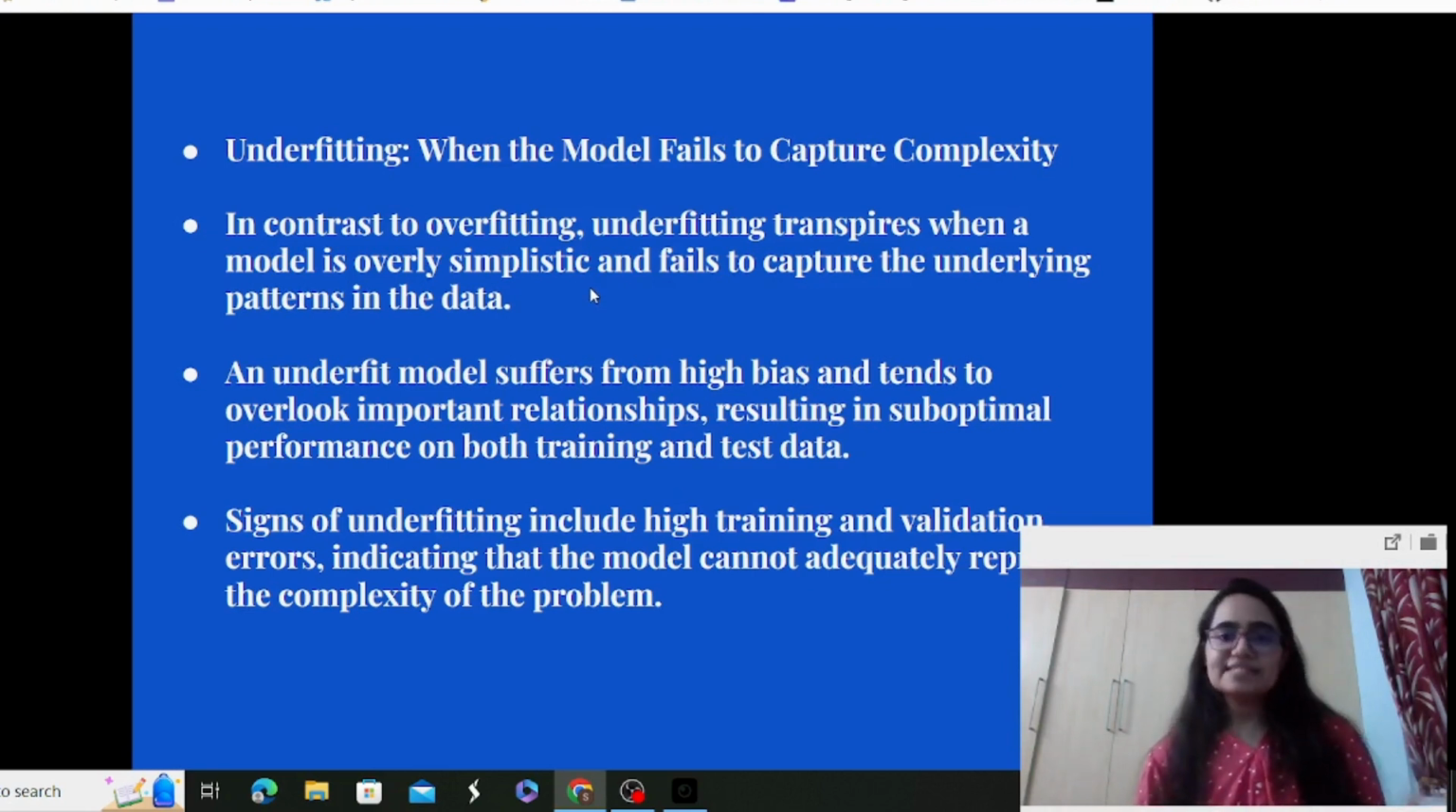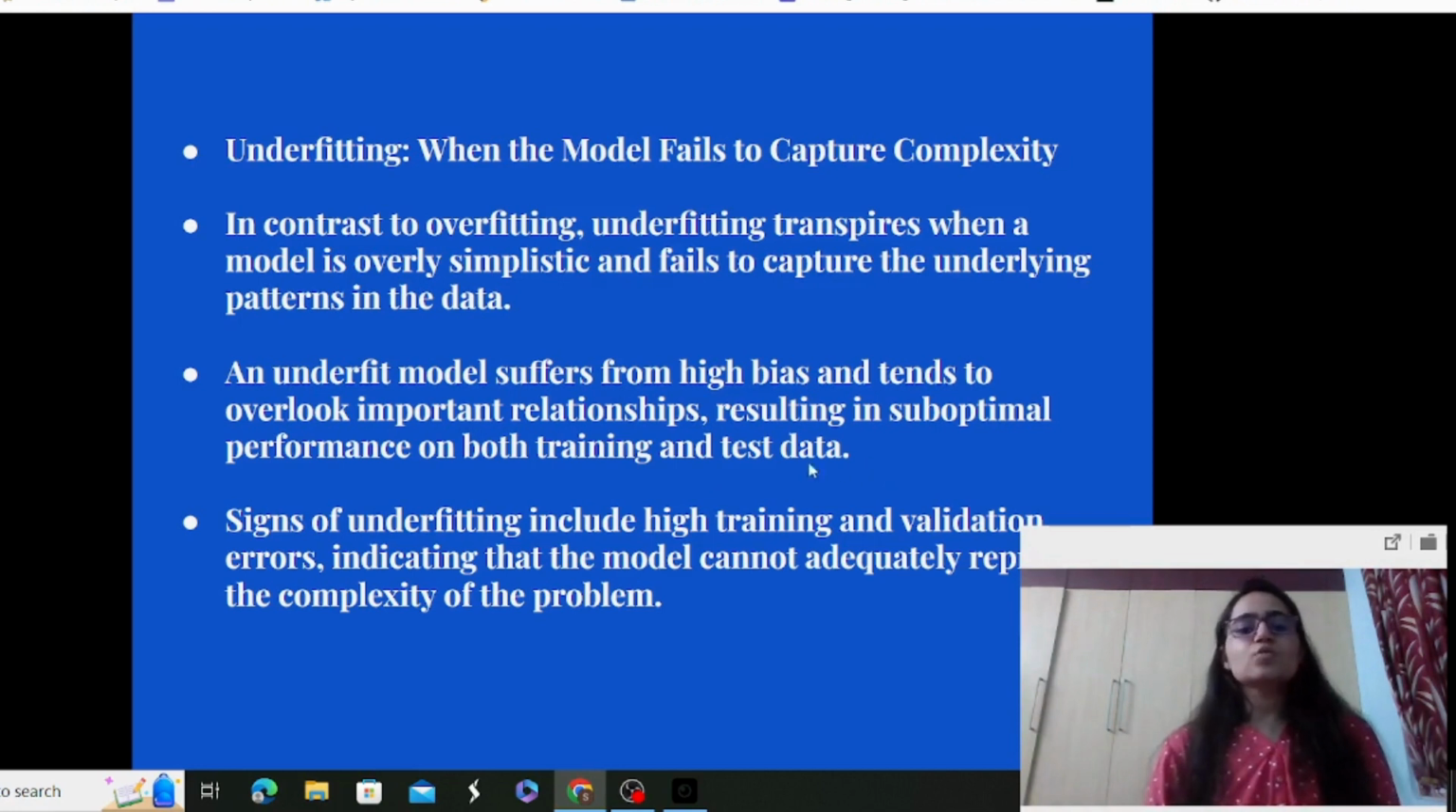Here it is a very simple model, failing to capture even the underlying patterns in the training data or the test data. It suffers from high bias. With high bias, it tends to overlook important relationships, resulting in suboptimal performance on both training and test data. That is low training and test accuracy.